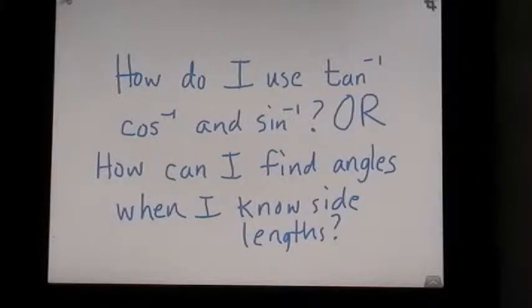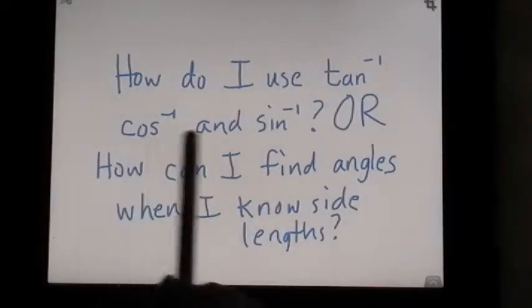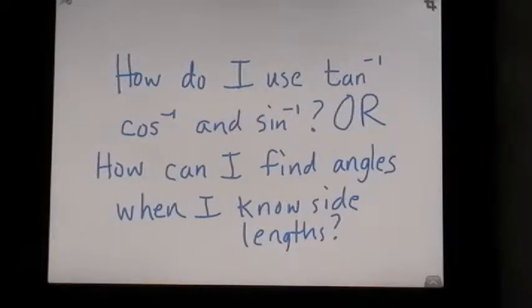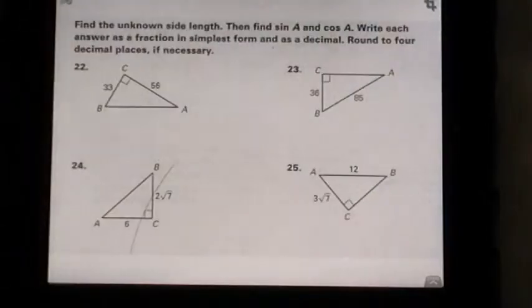Tangent -1, cosine -1, or sine -1. These are called the inverses, so it's inverse tangent, inverse cosine, and inverse sine. Or, how can I find angles when I know side lengths of a triangle, a right triangle only? Okay.